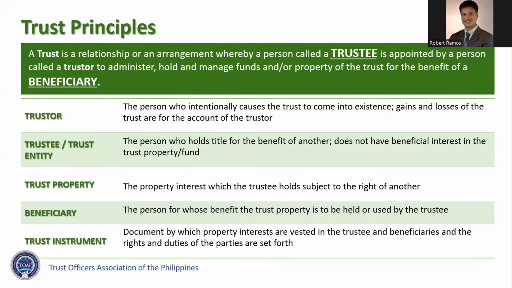The beneficiary is the person for whose benefit the trust property is held by the trustee. So the beneficiary can be the same person as the trustor. In the case of UITFs, usually the trustor and the beneficiary are the same. In some other trust products, the beneficiary and the trustor can be different. A quick example would be the trustor is the mother or the father, and the beneficiary is the child. Okay, so that's a quick example.